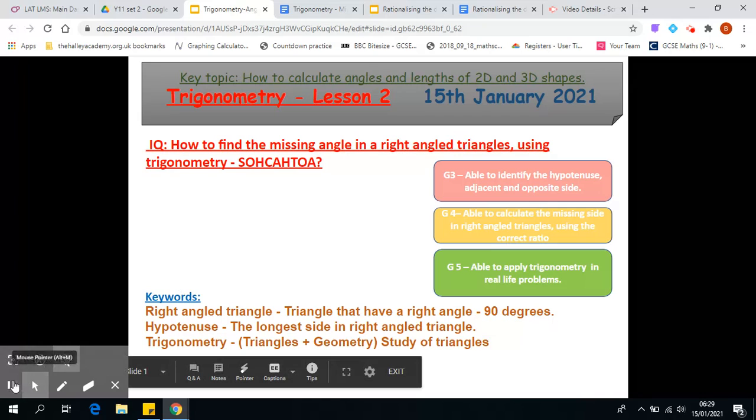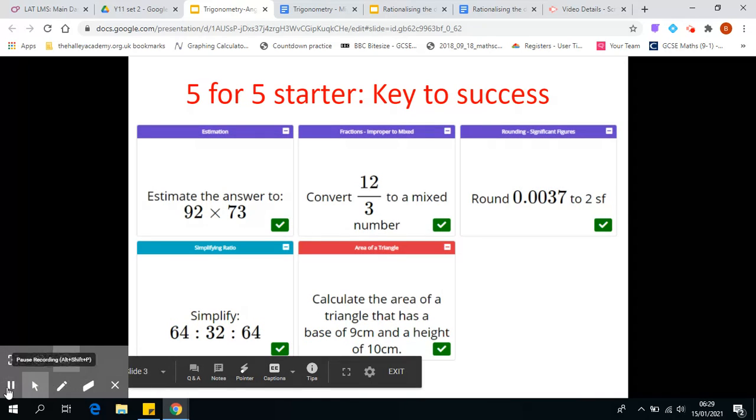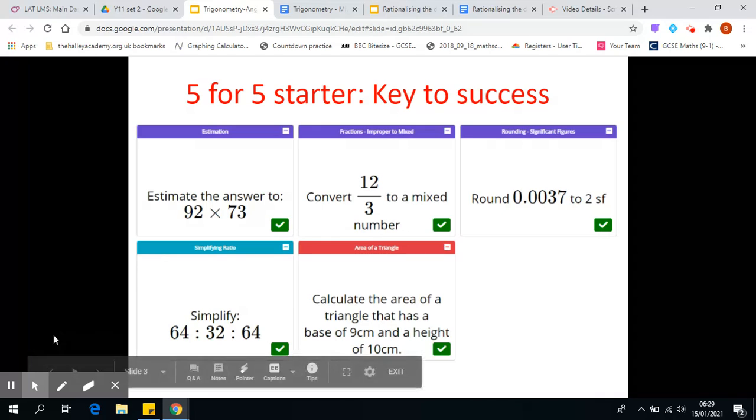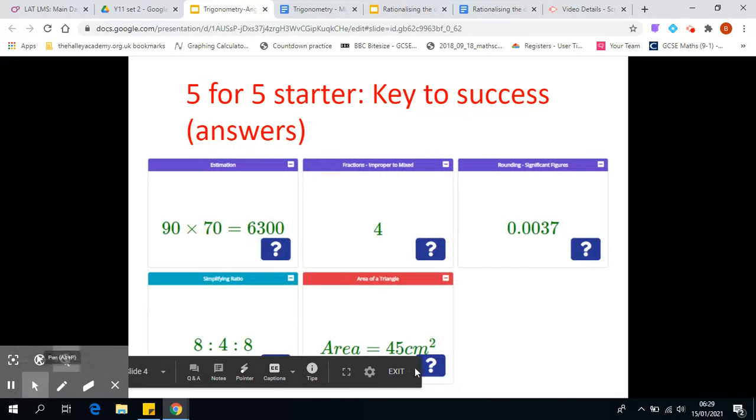Now let's look at the starter questions. Here is your 5 for 5 starter question. Press pause now and attempt the questions on a piece of paper or an exercise book. Once completed, press play to check your answers. Here are the answers. They're also in slide 4 for your reference.